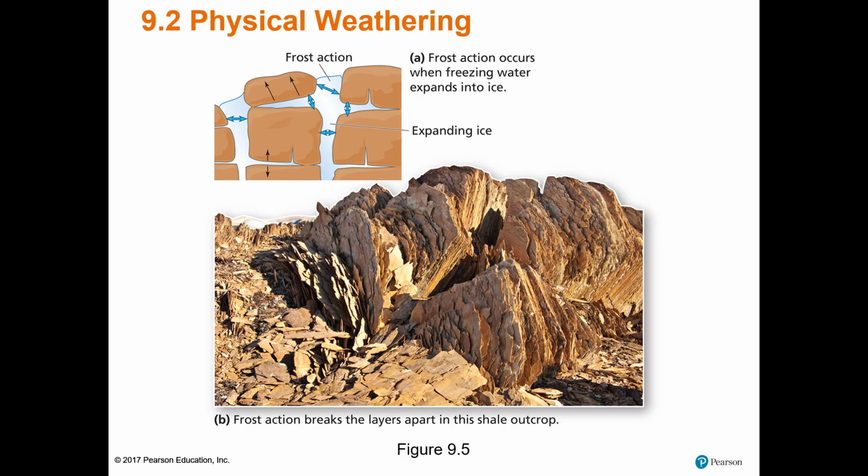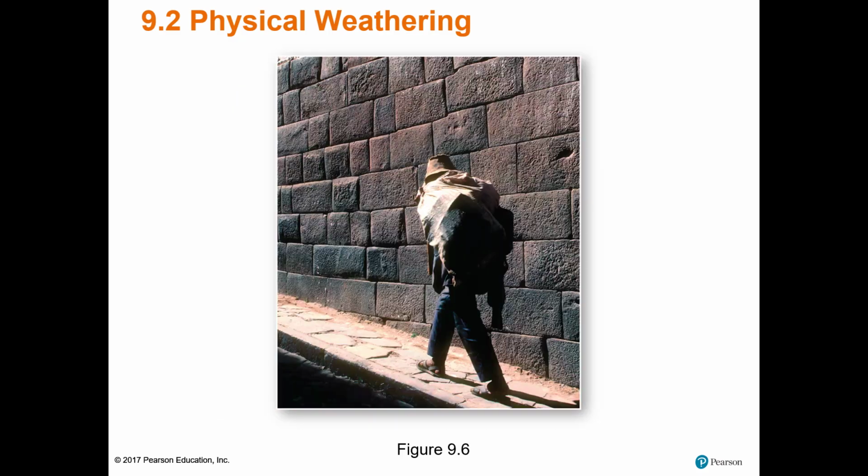So here's an example of what this would look like, a real-world image below and then an artist's rendition above. You can see that when the water freezes in between those rocks, those blue arrows are showing you that it's expanding, and the rocks will push away from each other. And then when the water melts, you're left with cracks or ridges in the rock, which you can clearly see in the shale outcrop below.